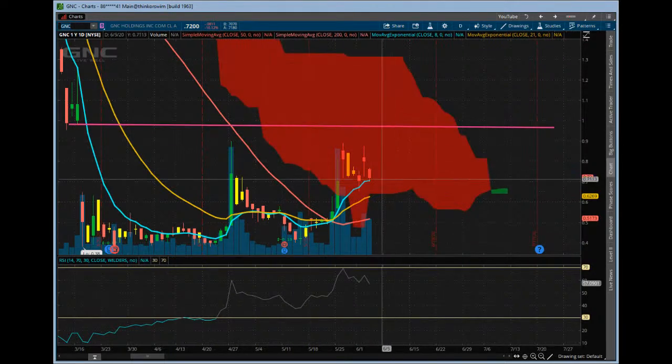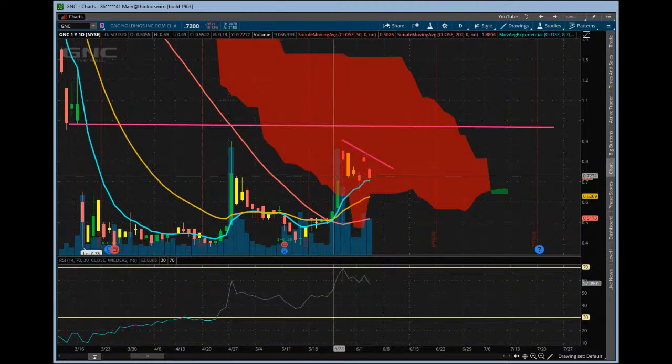Nice. It's in the cloud right here. Let's see if we can work its way up right here. Maybe it's trying to do a little bit of a bull flag type thing. Let's look for a bullish breakout candle.